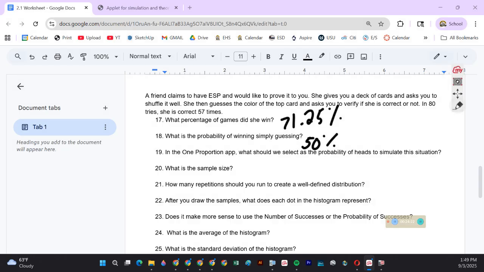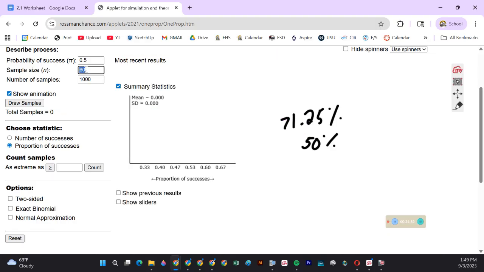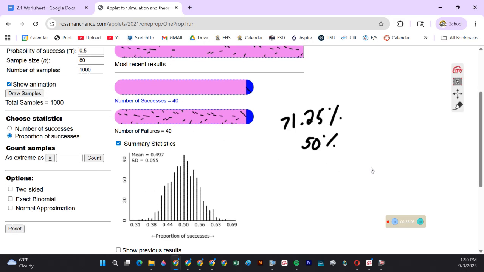Okay? So we go into our app. I'm going to do this from my desk. What should we select as the probability of heads? 0.5. And our sample size? 52. Or wait, no, 80. Good. So it's not the number of cards in the deck. It is how many times she played the game. She played it 80 times. And how many simulations do we want to do? 1,000-ish.